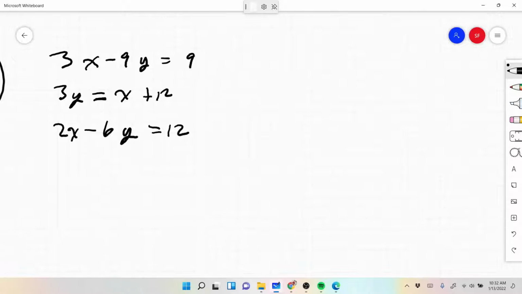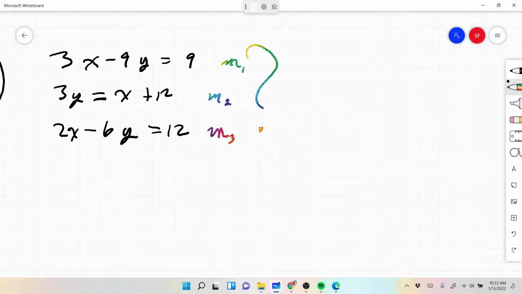So we need to figure out the slope. We need to figure out what the m's are for all of these. That's a weird M. We need to figure out what the m's are for these equations. So how are we going to do that? Convert them all to slope-intercept.